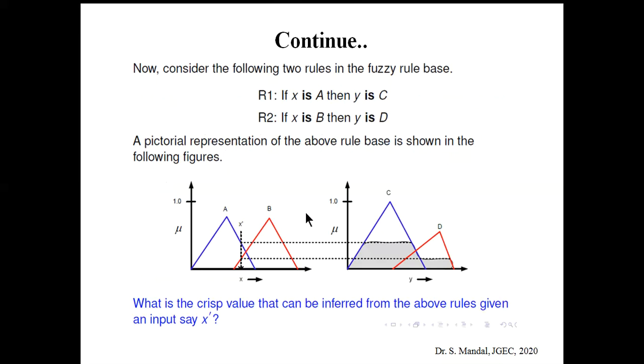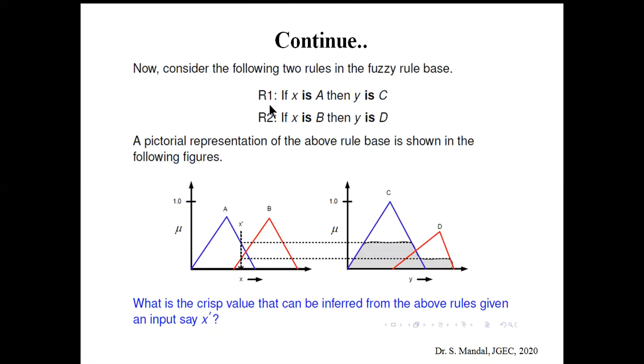Now consider the second case. We already know fuzzy inference rules. Okay, so consider this R1 rule and R2 rule, where it is mentioned that if X is A, then Y is C, and if X is B, then Y is D. Okay, where A, B, C, D are different membership functions, and X is the input and Y is the corresponding output. Now from these rules, what will be the corresponding crisp value that can be inferred from these two rules? You can see that this one is the A membership function, and this one is the B membership function. Okay, now if X has the value of x dash, what will be the corresponding value of Y?